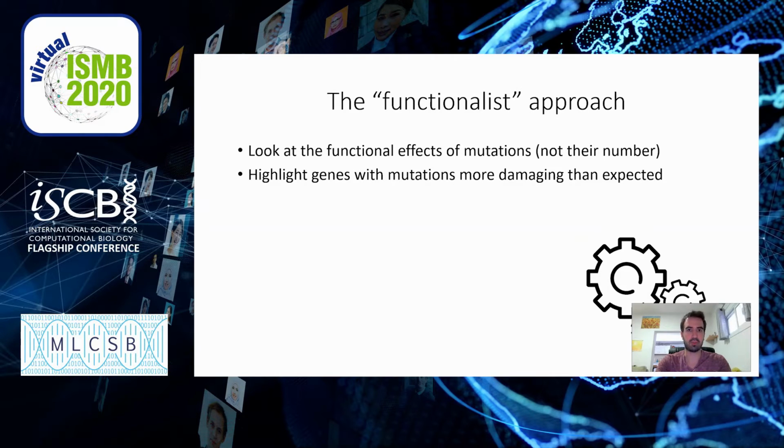So we propose what we call the functionalist approach. And here the idea is, instead of looking at the number of mutations, we will look at their content, and specifically their functional effects on genes. And we will try to highlight those genes with mutations that appear to be more damaging than expected at random.